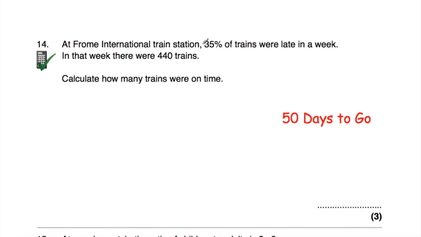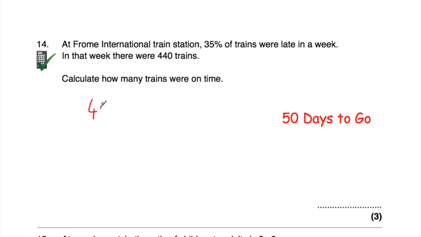So let's first of all work out how many trains were late. Now you could do this in 2 different ways. You could work out 65%, because if 35% of the trains were late, the rest of them, which would be 65%, will be on time. And then you can work out 65% of this number. Alternatively, we can work out how many trains were late, and that's what I'm going to do to begin with.